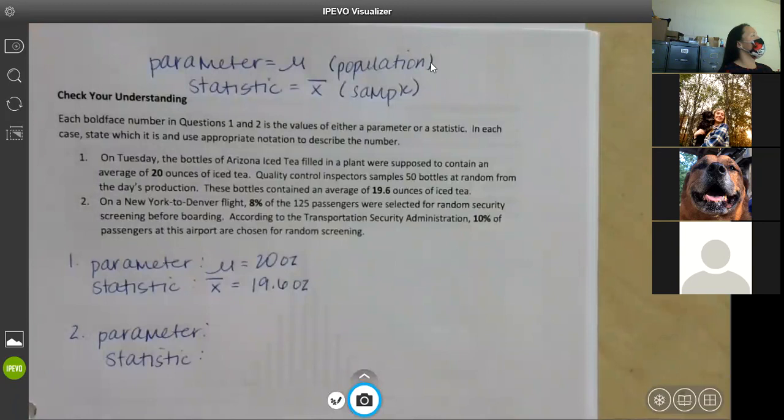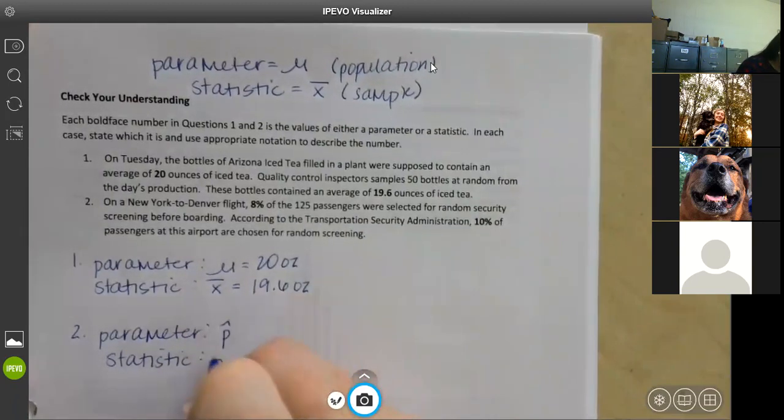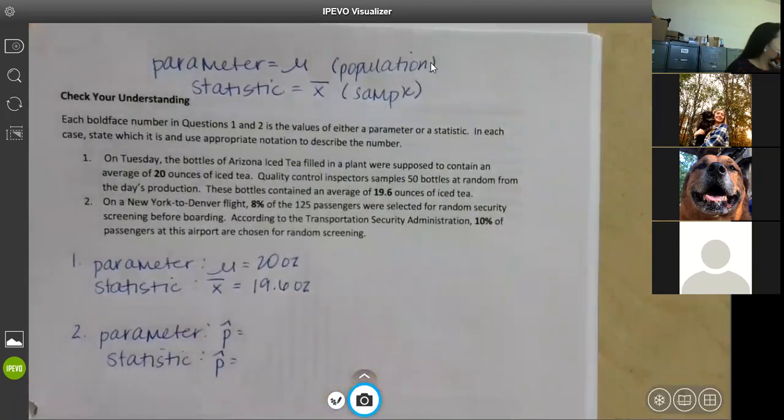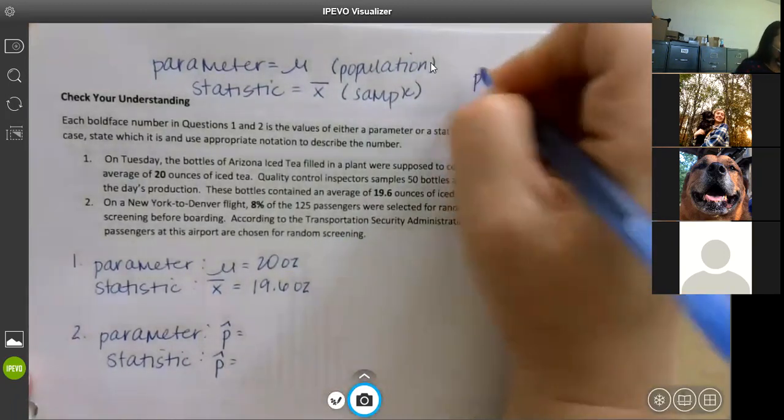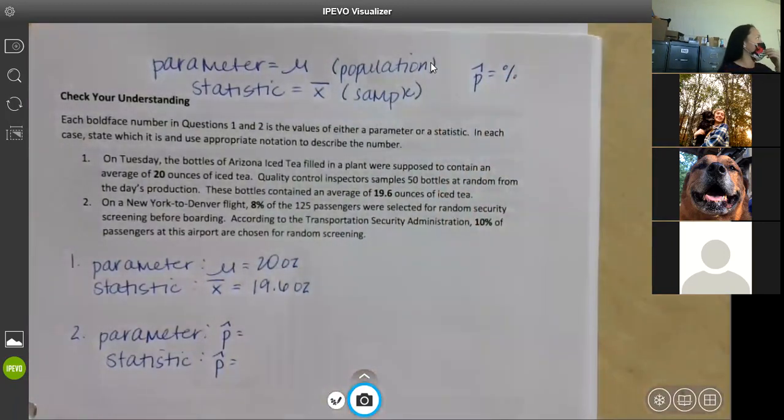The percent. So that's going to be a proportion. So actually, both of these are going to be p hat. So what is the difference in the notation? P hat deals with a percentage or a proportion. Okay, so make sure that you know that.